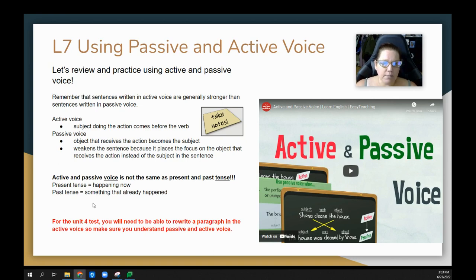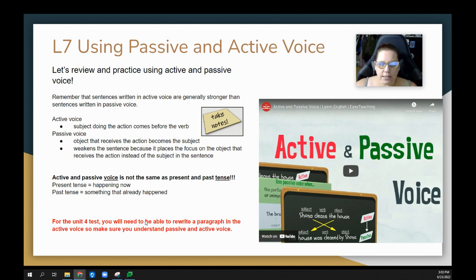But again, in some cases, you may, as a writer, want to put emphasis on the receiver of the action rather than the person who's doing the action. So it is appropriate to use that sometimes. But again, typically using active voice is stronger writing than using passive voice.